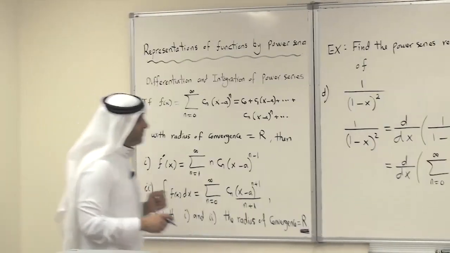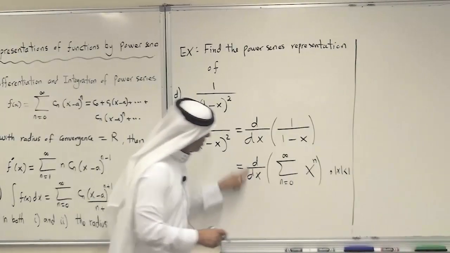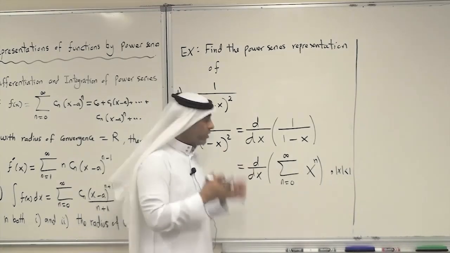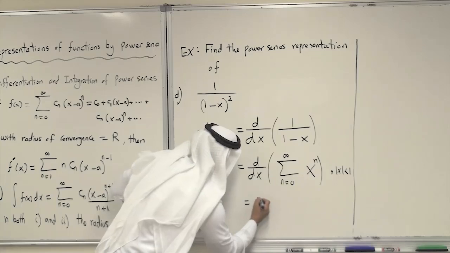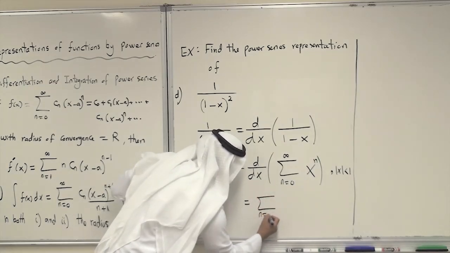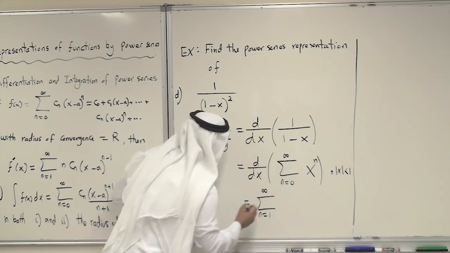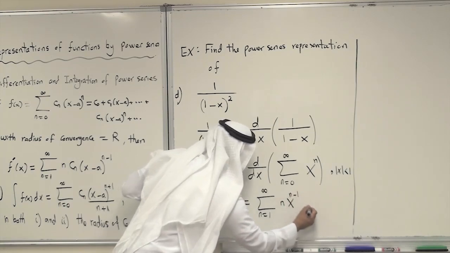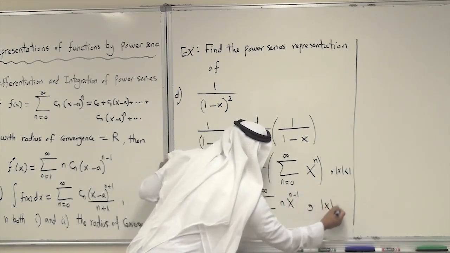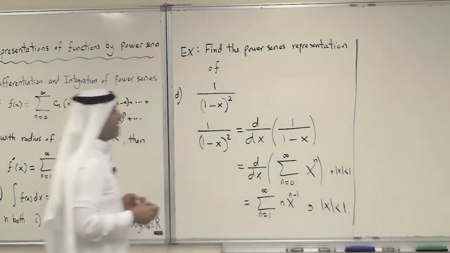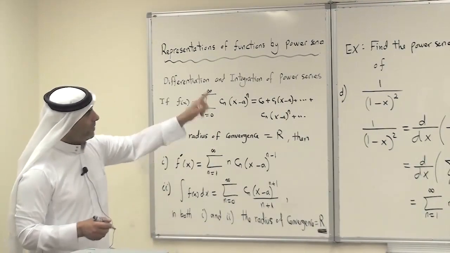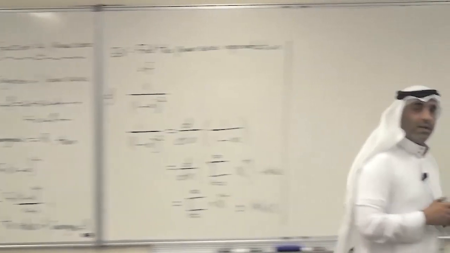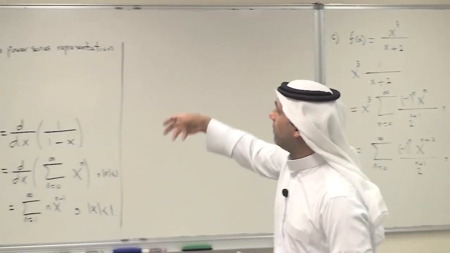By this discussion here, we can insert the differential operator inside and differentiate term by term. So what will be the result then? I need to start now from n equal to 1 up to infinity, and that is n times x to the power n minus 1. Again, the radius of convergence is equal to 1, so this is valid if the absolute value of x is less than 1. So you can see we can get the power series representation of this function directly by using the derivative operator.